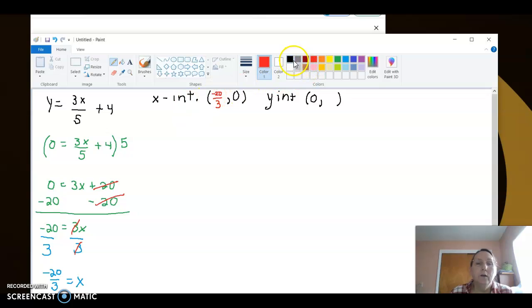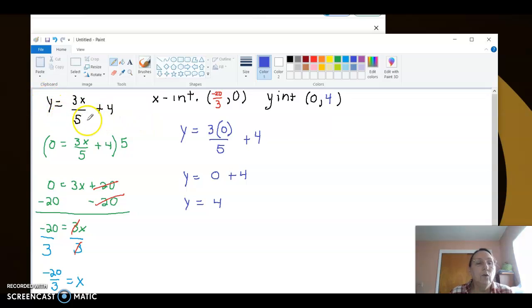Now let's do the y-intercept. On my y-intercept, I'm going to have y equals 3, and then I'm going to put a 0 here over 5 plus 4. Now, I'll tell you a little tip and trick in a minute. We're going to go ahead and finish solving this. So y equals 0 plus 4, or y equals 4. So my answer will be 4 here.